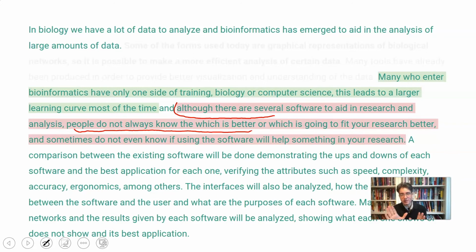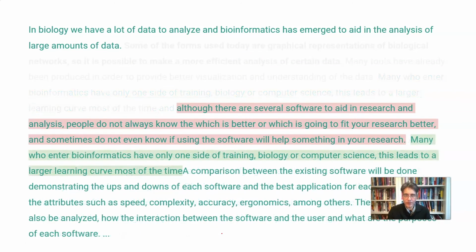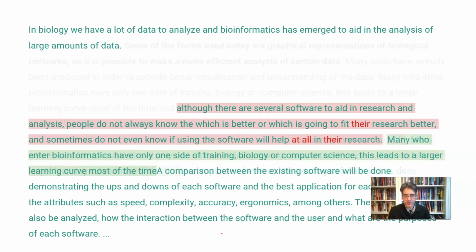I think the sequence would work better because you start with a claiming of centrality. We have a lot of data to analyze, and so we have these software packages, and then move straight to here. Although we have all these software packages, people don't know which one works better, and then make the point about training. That would seem to narrow it down to a gap more logically. And so you come up with this. And then eventually talk about comparison.